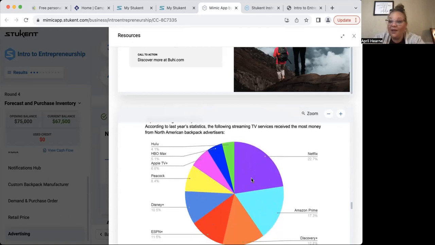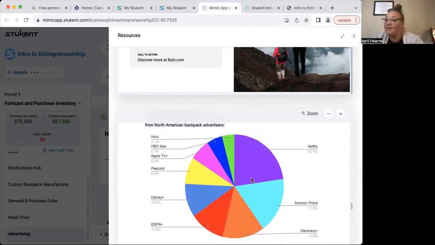Top streaming TV ads spent. So just streaming TV ads. You know, the ones that you get really mad at when you're sitting there watching Netflix and it won't let you fast forward. Those are the ones we're talking about. Top 5 are Netflix, Amazon Prime, Discovery Plus, ESPN, Disney Plus.